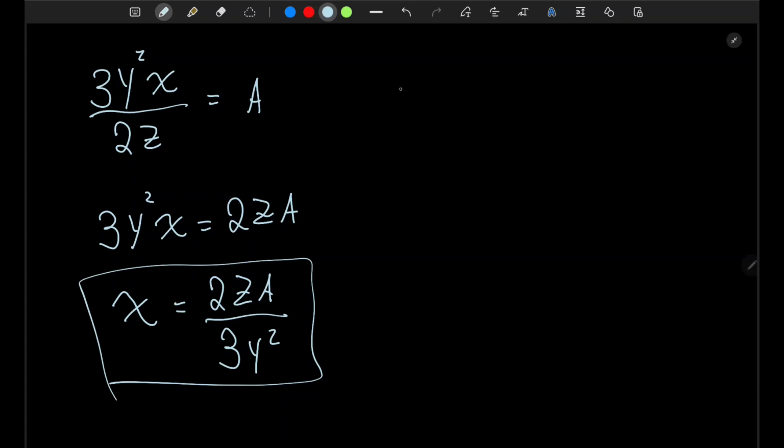And so I did this in 2 steps here, but if you practice this enough, what you'll be able to do is, let's do another one here. Let's do 4z times p x over 3y to the 4 is equal to b.